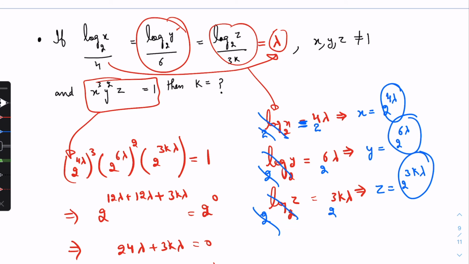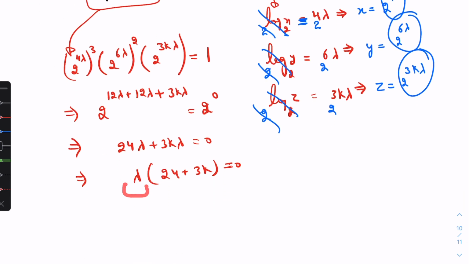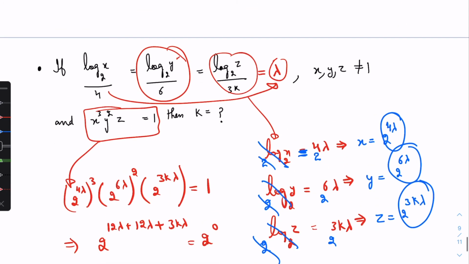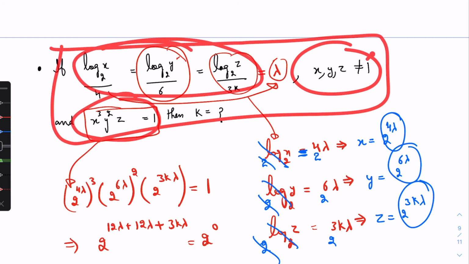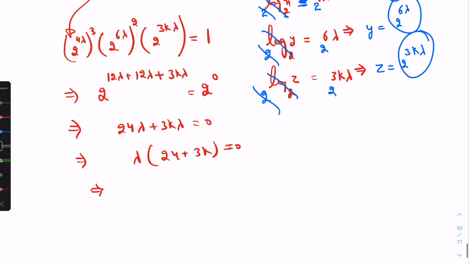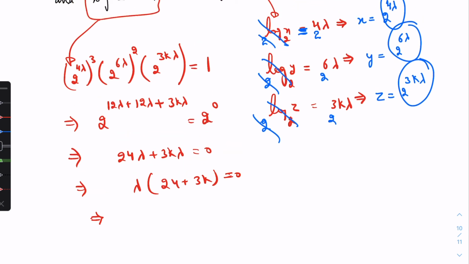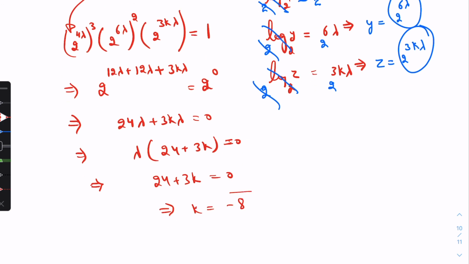Because we remember that log of 1 is 0. So if any of them takes value 1, then that will ensure this ratio is 0, which we don't want, so that it must have a finite answer. That's what we are ensuring. So I have added this clause to the question. Now we have these 3 things in the question: these 2 statements, and this condition on x, y, z. Under that, we are sure, because none of x, y, z is 1, that lambda cannot be 0. So since lambda cannot be 0, 24 plus 3k must be 0. And that gives us the value of k, which should be minus 8.